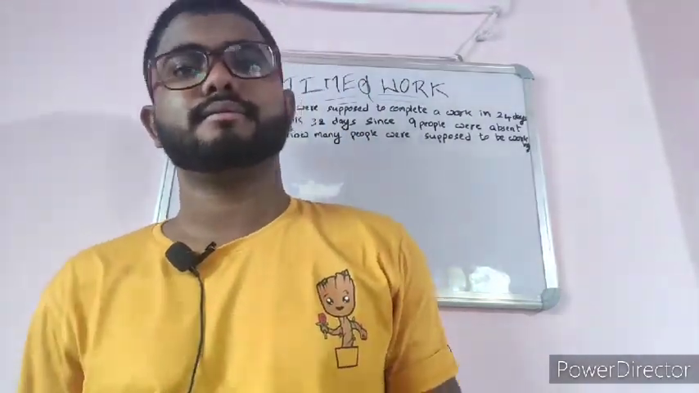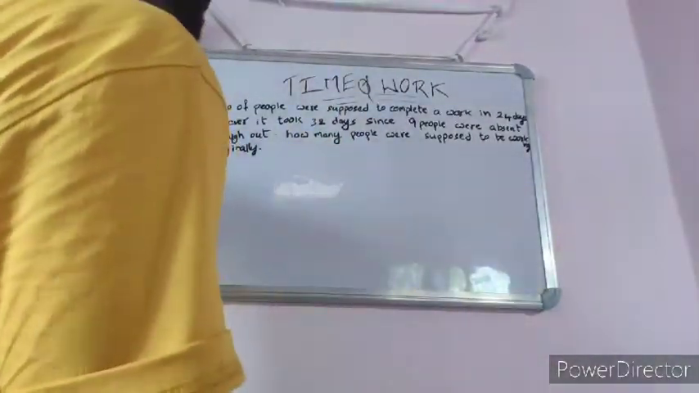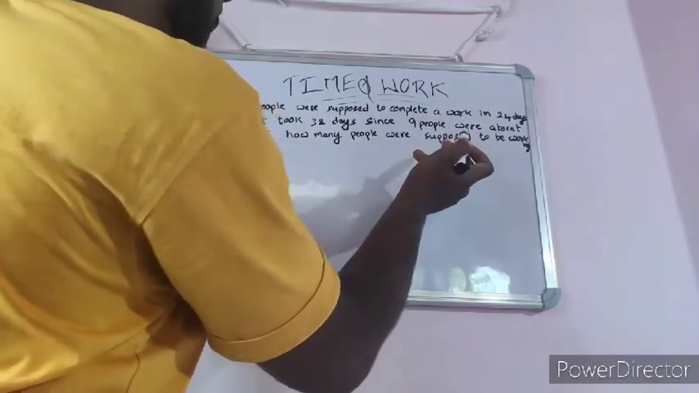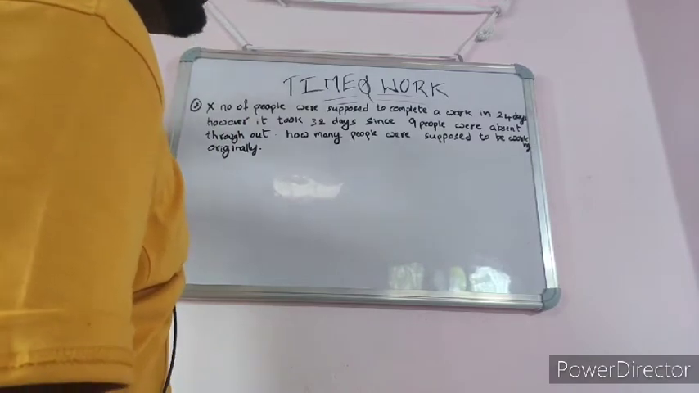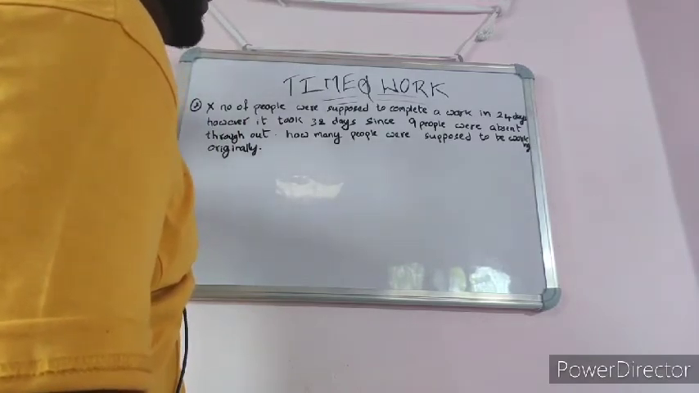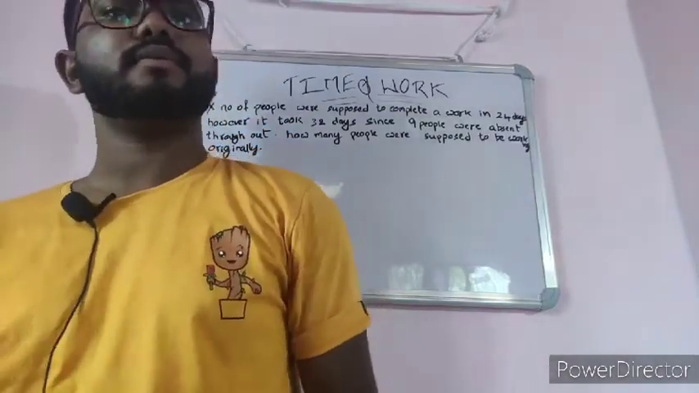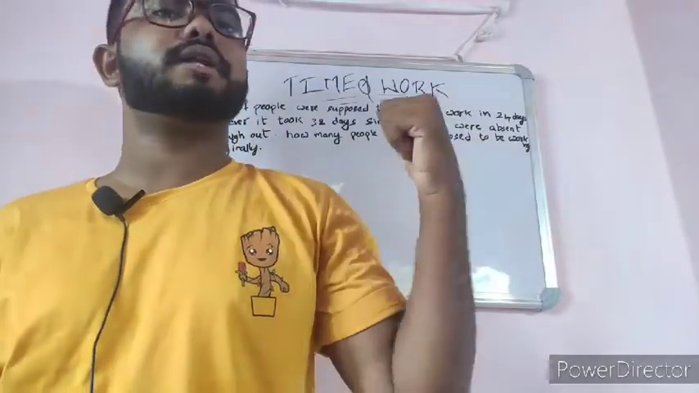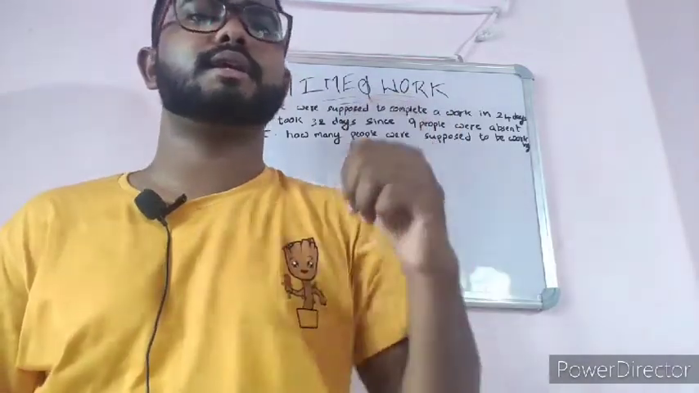So let's discuss one more question, and let's look at the question. You'll get to understand. X number of people were supposed to complete a work in 24 days. However, it took 32 days since 9 people were absent throughout. How many people were supposed to be working originally? As I said, don't just use a formula and jump into it. Read the question twice or thrice until you understand it in a single attempt.